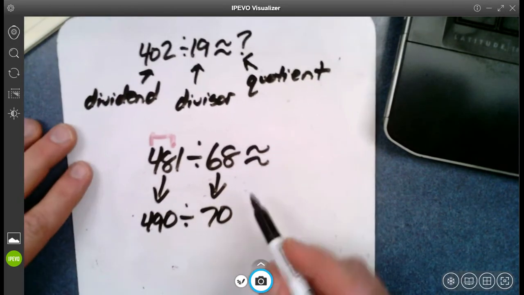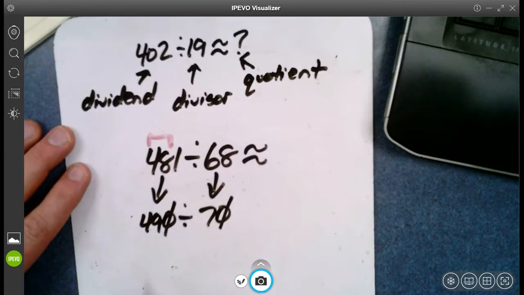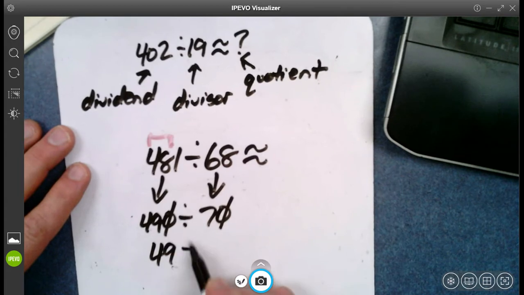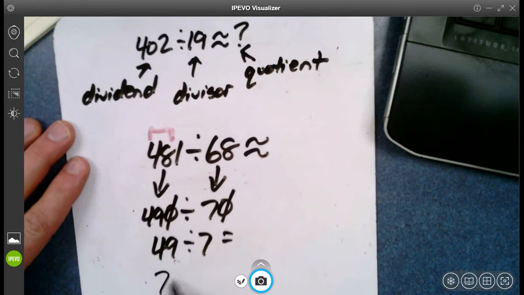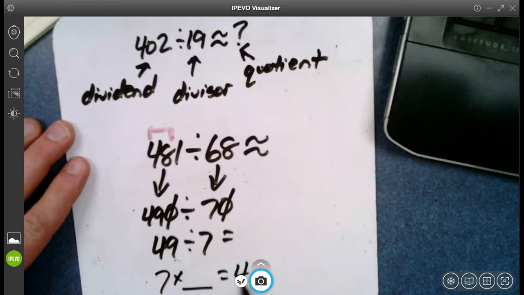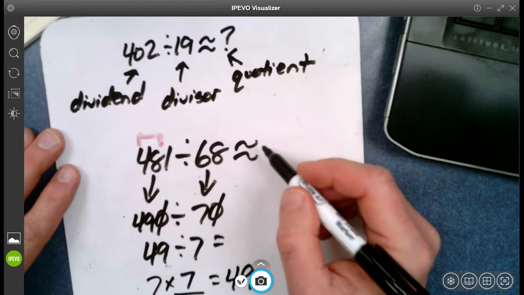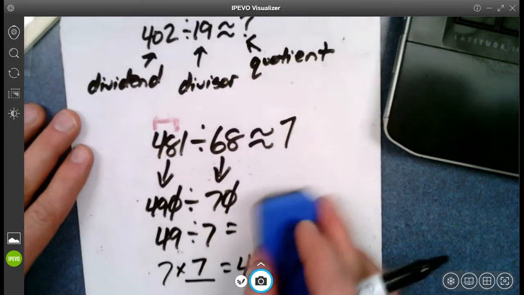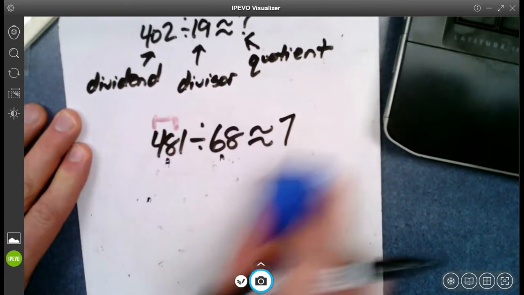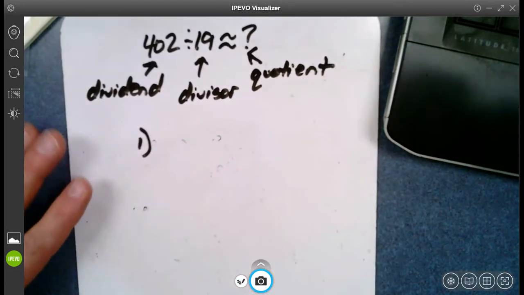But first, look what I can do. I can divide by 10 there. I can divide by 10 here. And all I'm left with is my basic fact. 49 divided by 7, or 7 times what is equal to 49. And 7 times 7 is 49. So 481 divided by 68 is going to be around 7. So let me just write down the steps for you of what you do when you're doing this, okay? And then you can freeze the video and write them down if you need to.